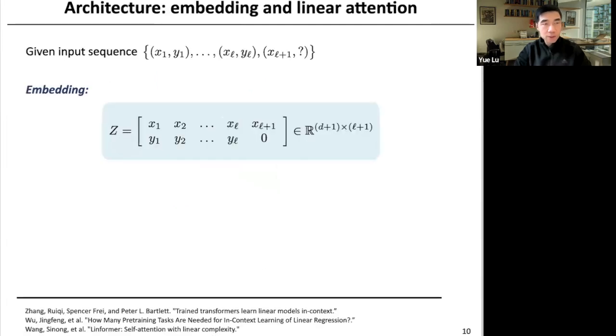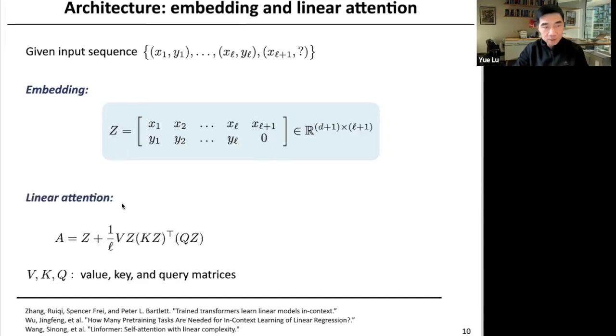All right. So this is our setting. We're going to consider this particular embedding scheme. A transformer is essentially a mapping from a matrix to a matrix. So the matrix that we consider, the embedding matrix, is the following. Each column of this embedding matrix is a concatenation of one input and one output, starting from x1, y1 up to xl, yl. But for the last column, we only have the input x of l plus 1, but we do not have the output, which is to be predicted. We put a 0 here.